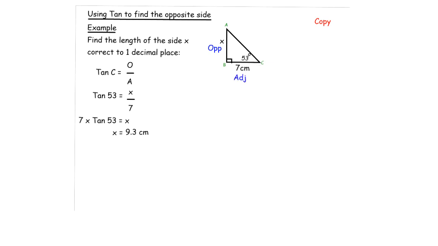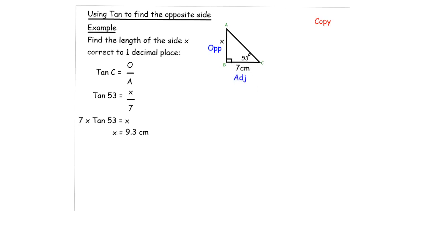So the first thing you have to do, once you've done your little sketch and written on your two sides in your angle, is you need to label which side's the opposite and which side's the adjacent. So remember, the opposite side is, if you look at the angle you're going to be using, which is 53, it has to be opposite that angle. Okay, so that's why x is the opposite side and 7 is adjacent. The adjacent is the side that always touches the angle, remember.